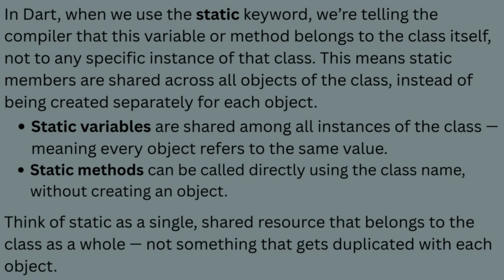Now talking about static methods, you don't need to create an object to use them. You can simply call them using the class name itself. Super handy for utility methods like calculations or conversions. So in simple terms, think of static as something that's class level. It exists once for the whole class, not once per object. Super useful, super efficient, especially when you want to share data or functionality across all instances.